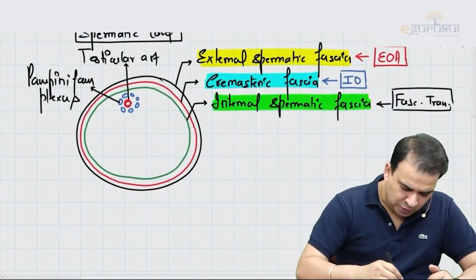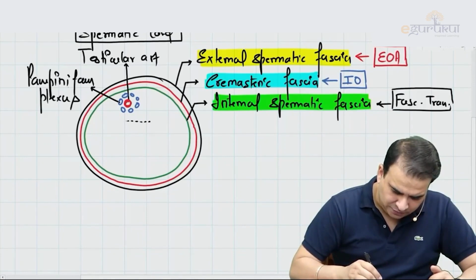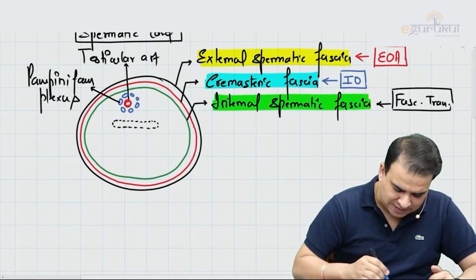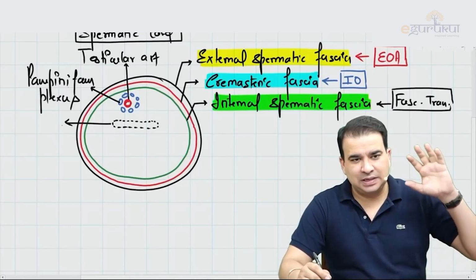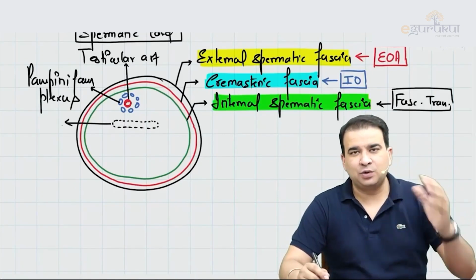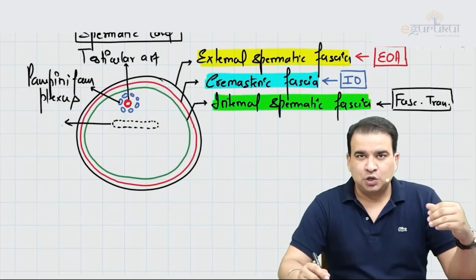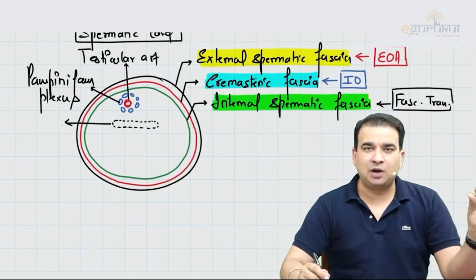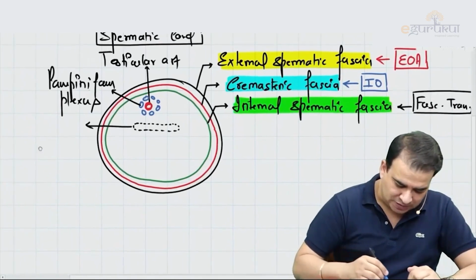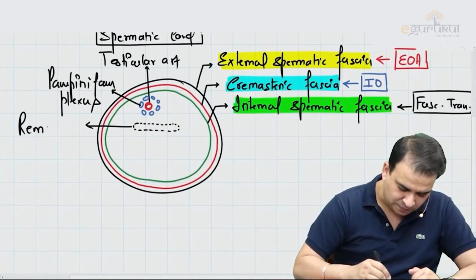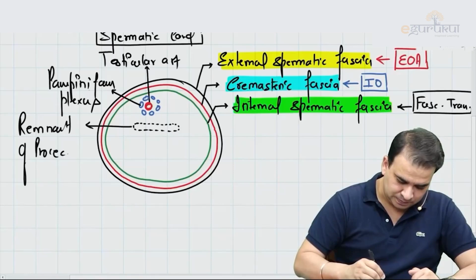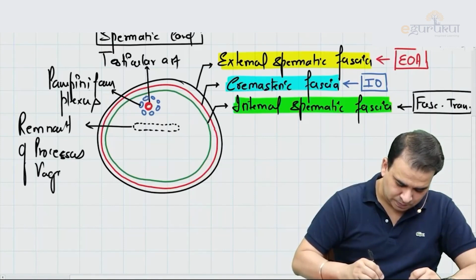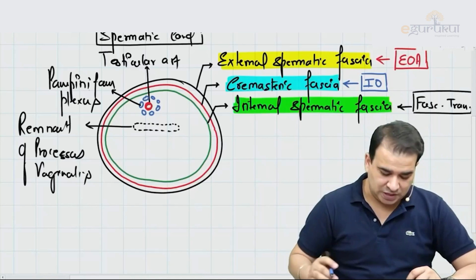Not only this, you will also appreciate the remnant of the processus vaginalis inside this. When the testis descends, it pushes the processus vaginalis; the layer outside the testis is the tunica vaginalis. So the remnant will be seen in the spermatic cord, and that remnant is called the processus vaginalis. These are the remnants of the processus vaginalis.